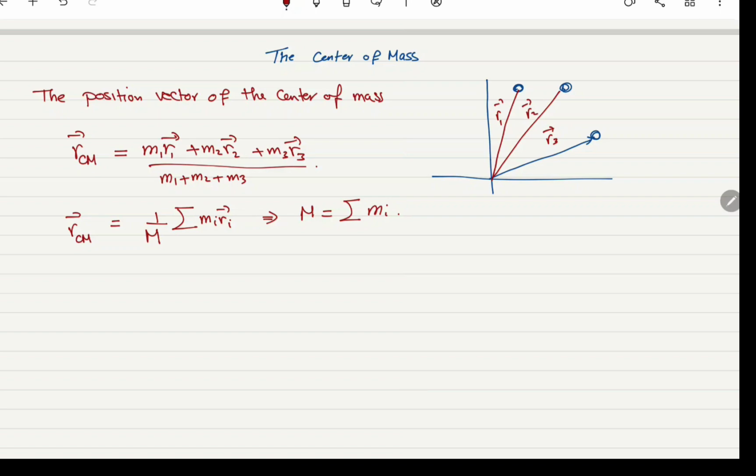Now the components of this center of mass vector: x center of mass equal to 1 over M summation Mi xi, and y center of mass equal to 1 over M summation Mi yi, and z center of mass equal to 1 over M summation Mi zi.